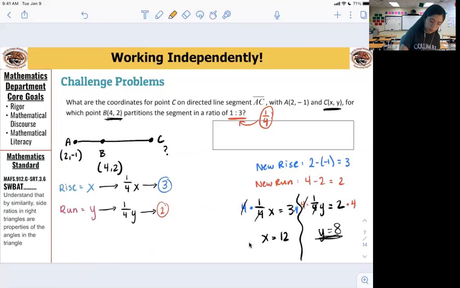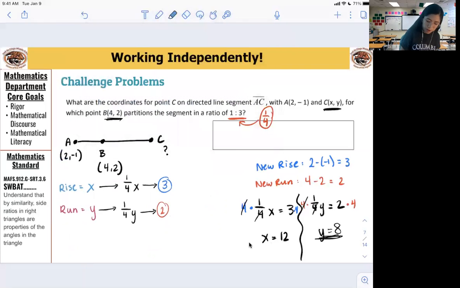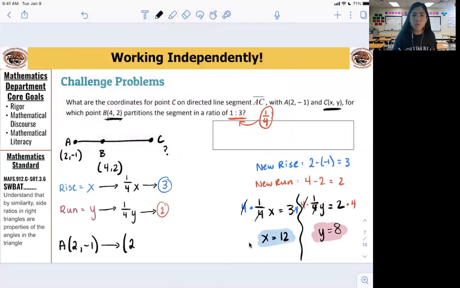Okay, so x is the rise, so the rise is 12. Y is the run, which is 8. So now I go ahead and I get a is (2, -1). What number am I adding to the 2? 12.